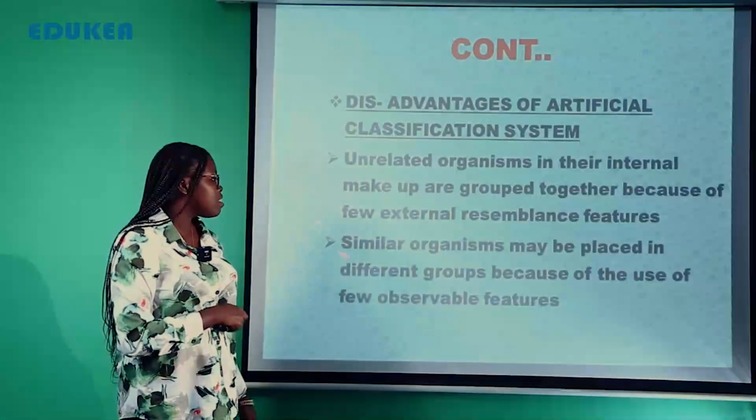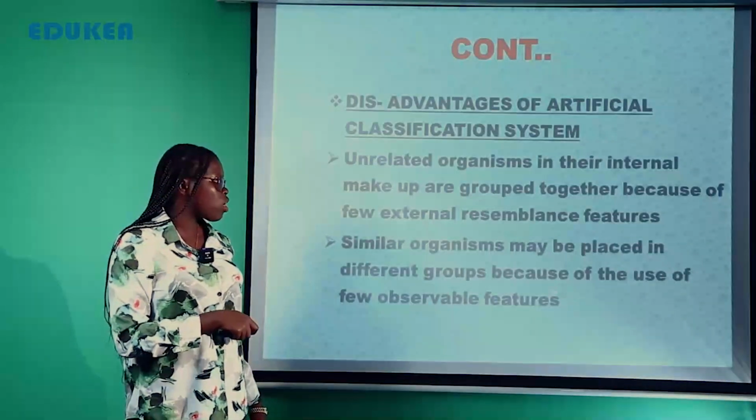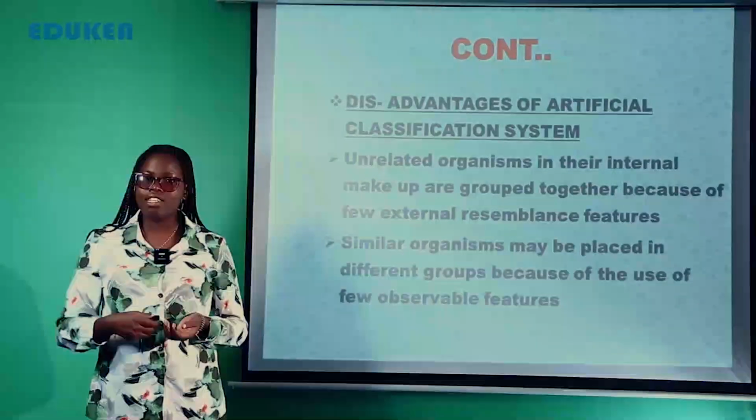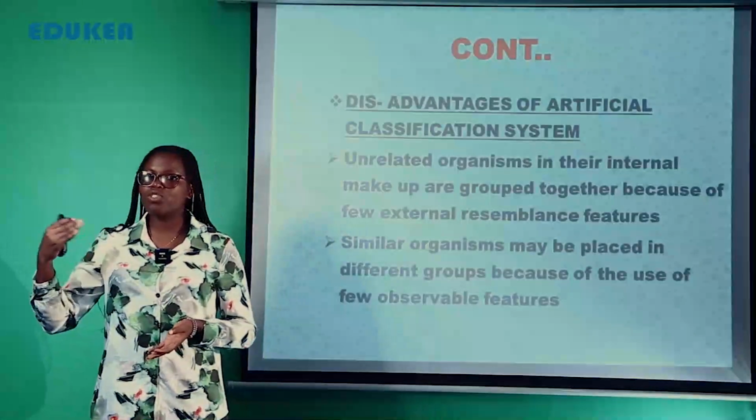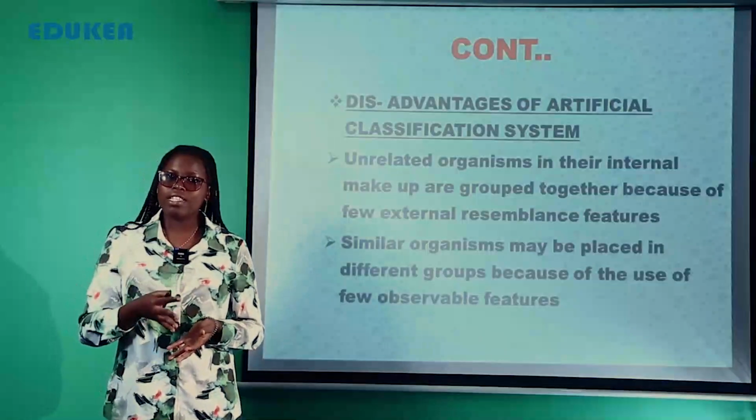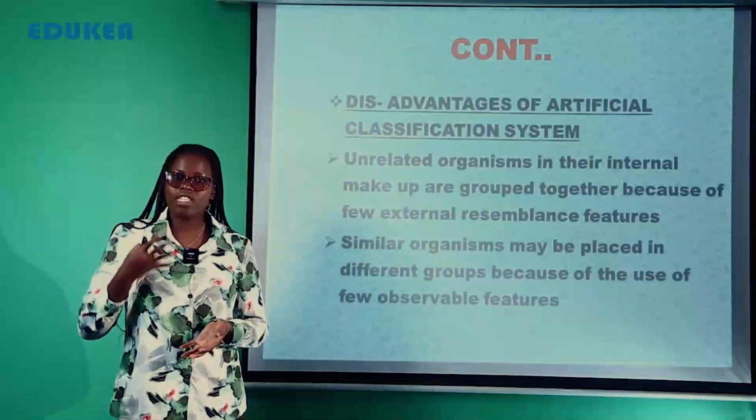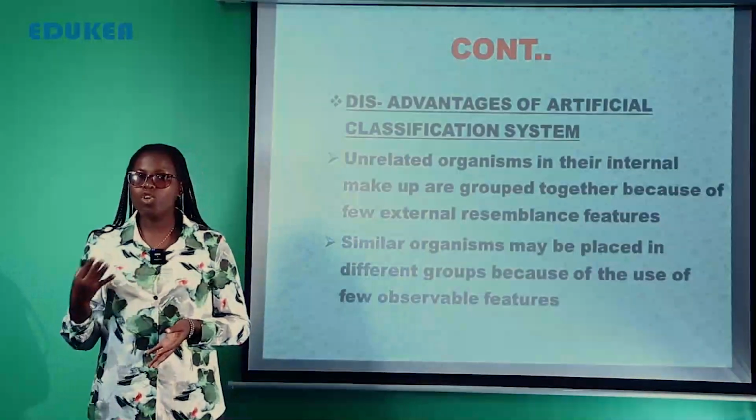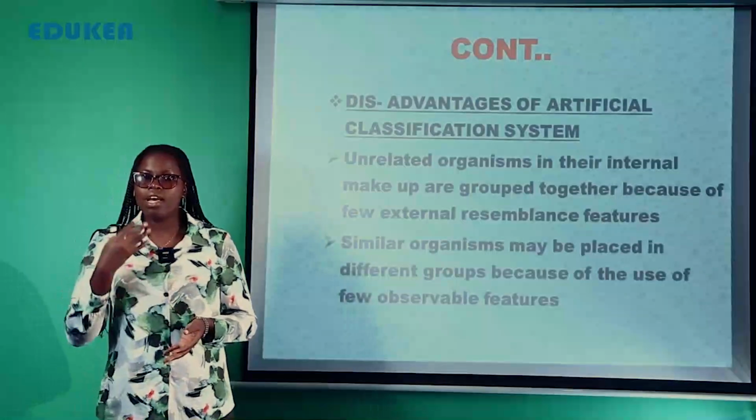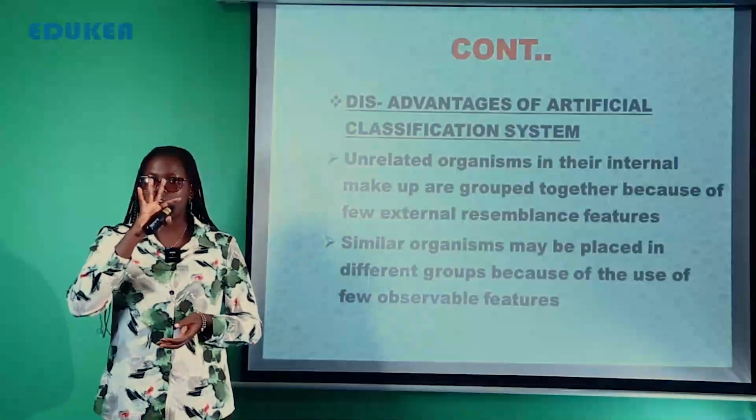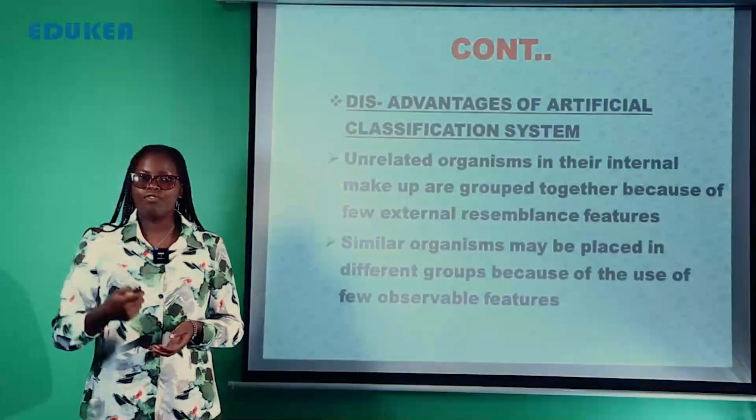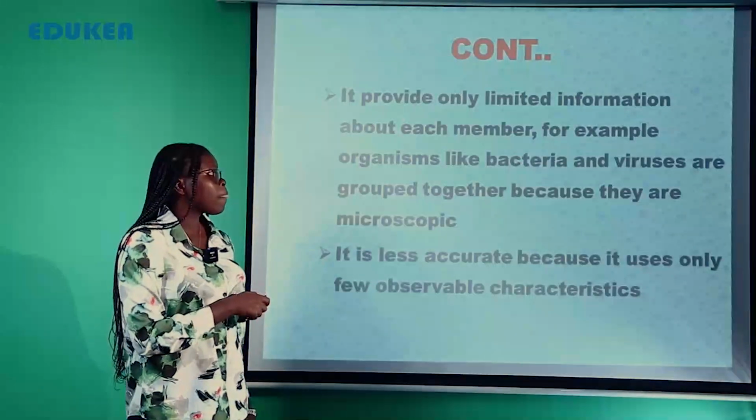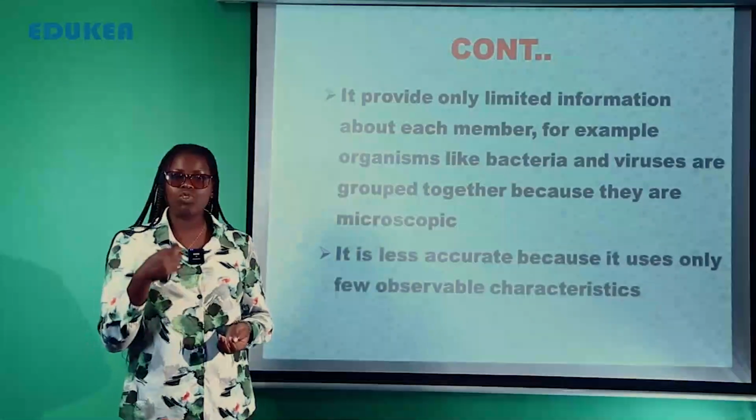The other one, similar organisms may be placed in different groups because of the use of few observable features. Likewise, organisms that are similar in their internal features are grouped into different groups because of different external morphological features. It is only based on these external features. Also, it provides limited information about each member.